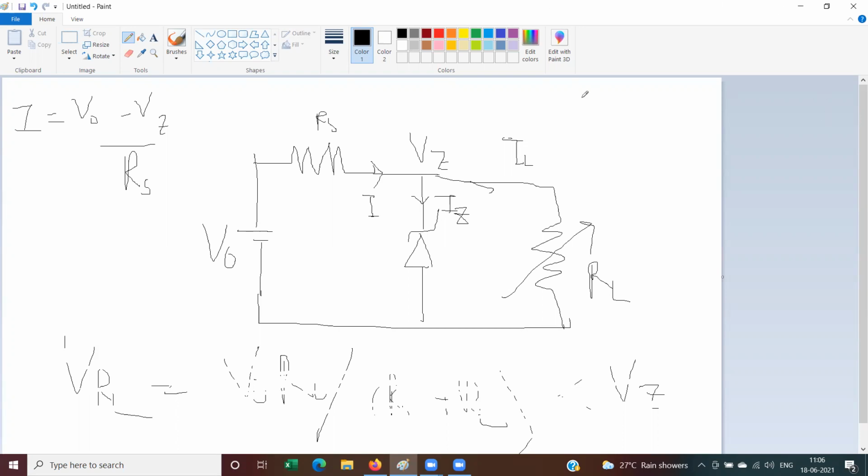What is this? Vz equal to IL times RL. Vz equal to IL times RL. Just 1 second.